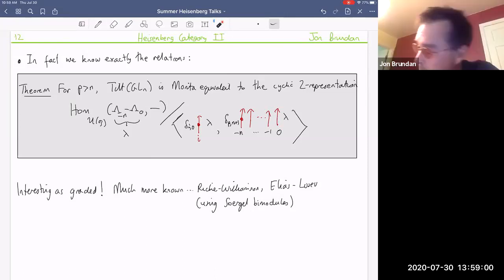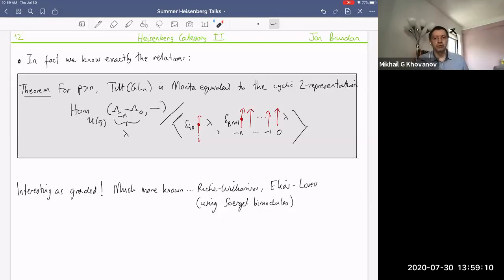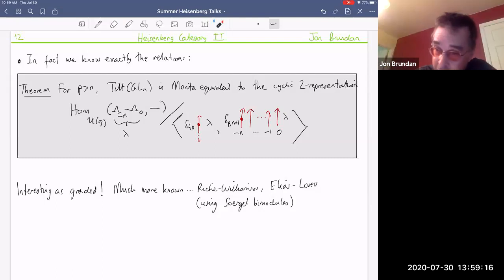No, I'm quite sure it's the same as a grading which was constructed by Riche and Williamson, but they construct it using Soergel bimodules, and in fact they only do the regular block. So it was still tricky to construct. It's not immediate. But somehow this approach is quite clean and gives you this grading on all blocks quite naturally. So I thought I would mention it.